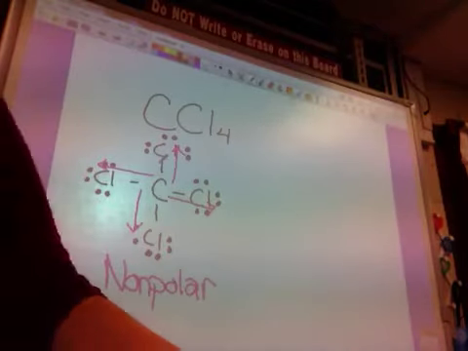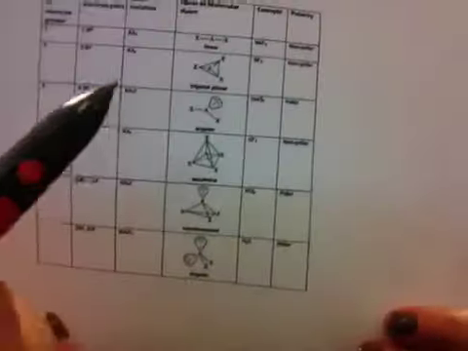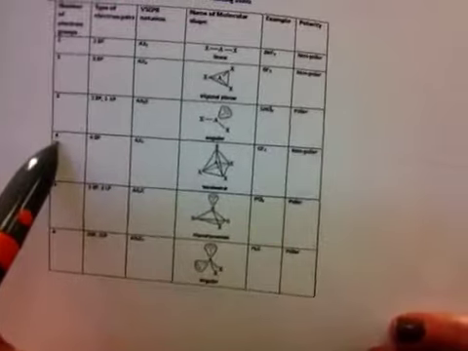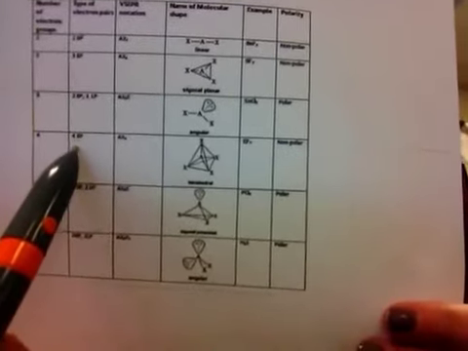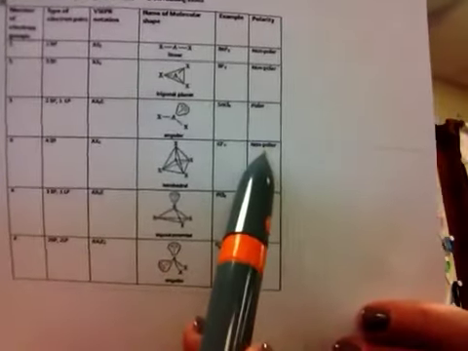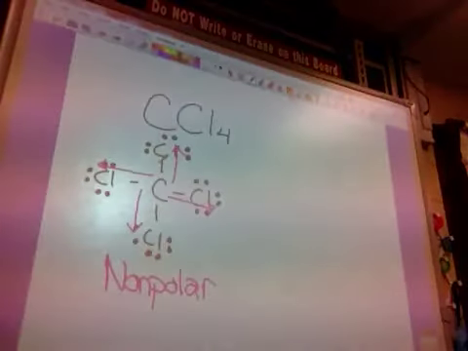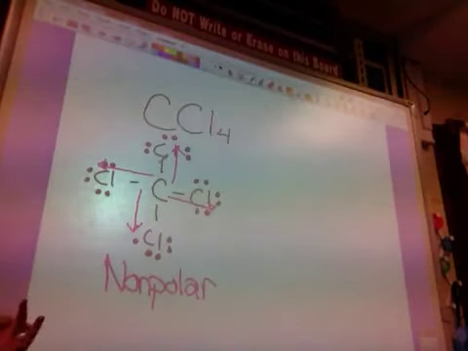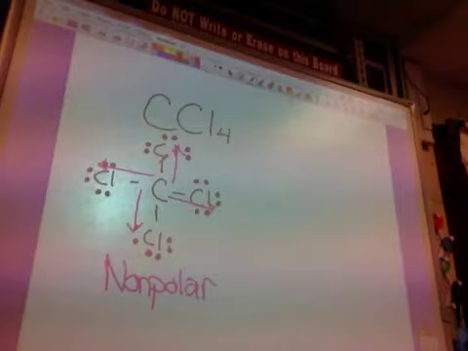So if you look on that paper, it tells you 4 electron domains, 4 of those are bonding pairs, it's nonpolar. So any tetrahedral molecular geometry will always be nonpolar. Now the rest of them on that page you see are polar.